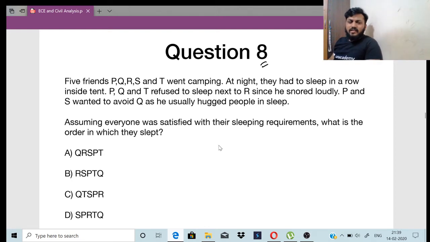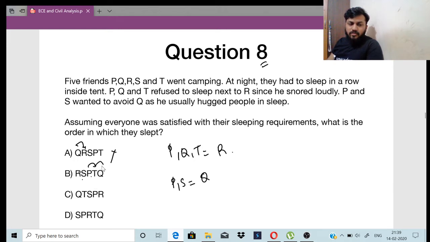Right, this is a बहुत easy question है. ठीक है, P, Q and T they can't be next to R, and P and S they can't be next to Q, right? See the first one, Q is next to R, wrong, right? Next one, R, S, P, उसके बाद T आता है, उसके बाद Q आता है.